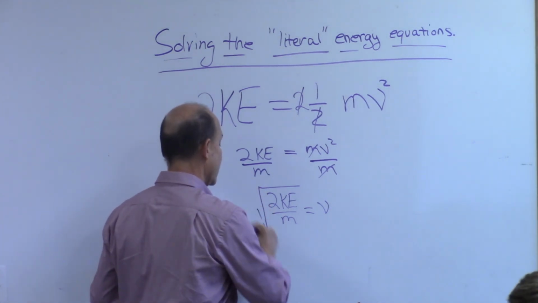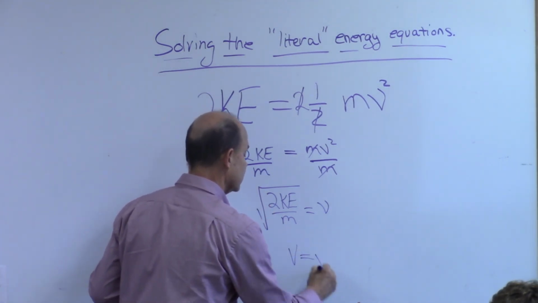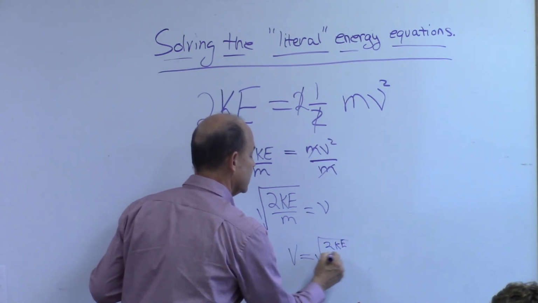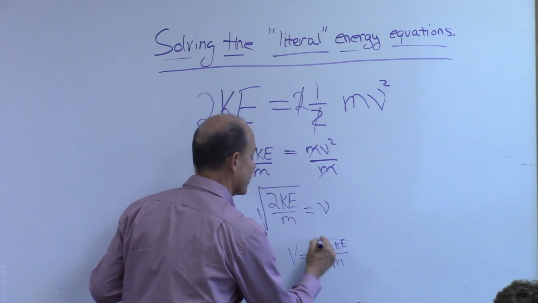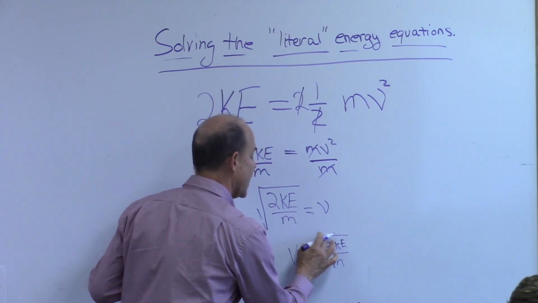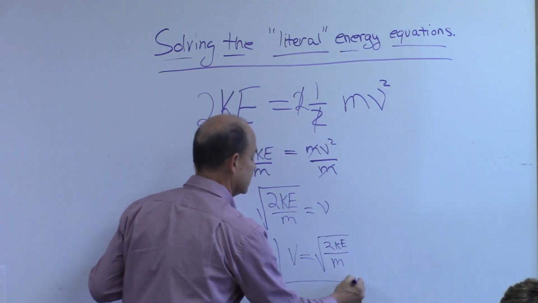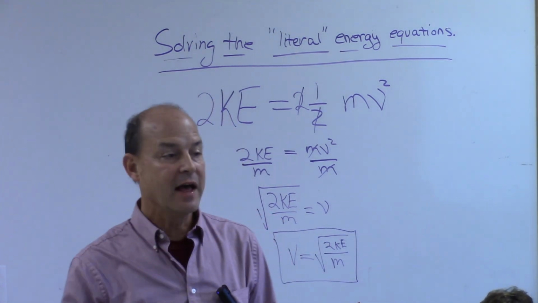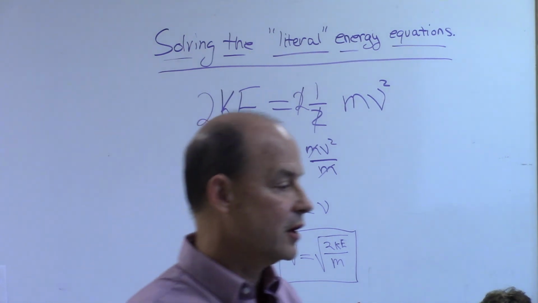And if you want to turn it around, it's V is equal to the square root of 2ke divided by m. Okay? Put a box around it. You might even want to put that on a flashcard, because it's going to come up again.